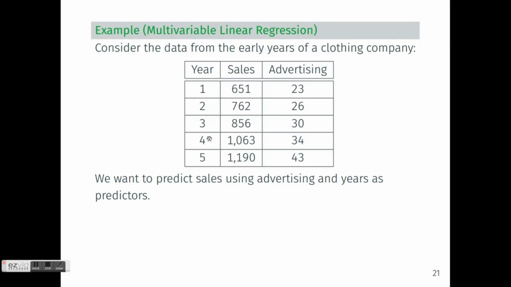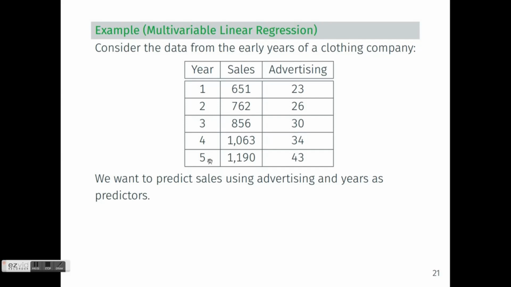When you started your business, in the first year, you had sales of something like 651, and you did some advertising, which was 23 units of advertising. So the data is given for the first 5 years. Now we want to predict the sales using advertising and the years as predictors.